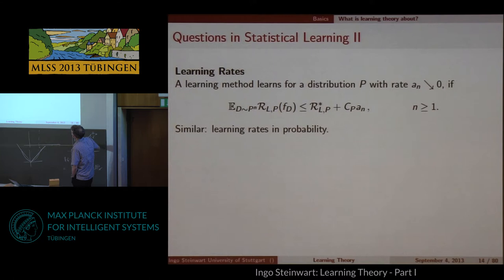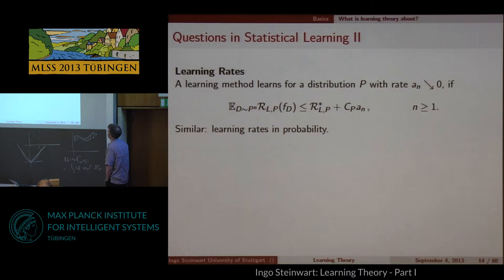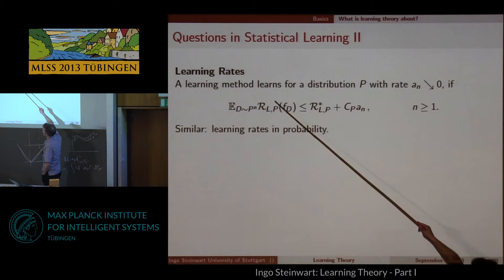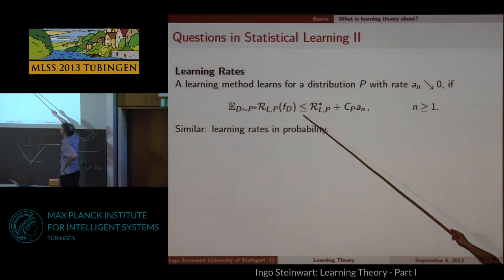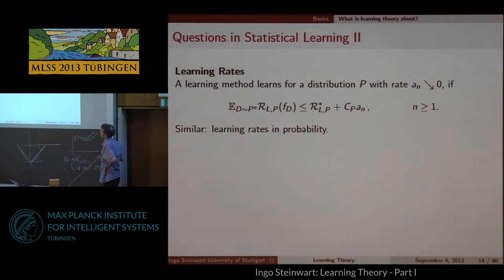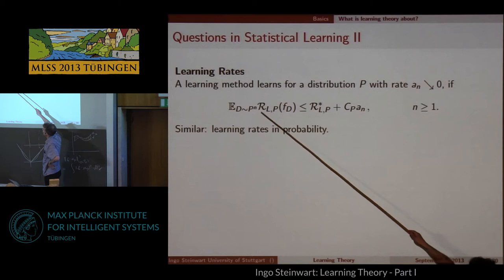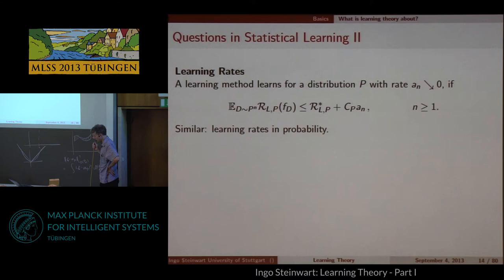So we say that a learning method learns for a distribution P with a certain rate, which is just a sequence a_n converging to zero, if the expected risk of the predictors constructed from samples of length n is smaller than or equal to the Bayes risk, plus some constant C_P, which may depend on P, times the rate a_n. So this is one way of defining learning rates, and one can also consider different notions of convergence. This is one particular notion of convergence, but we can consider different ones here as well.